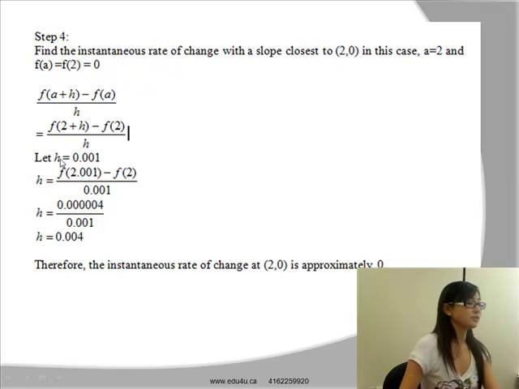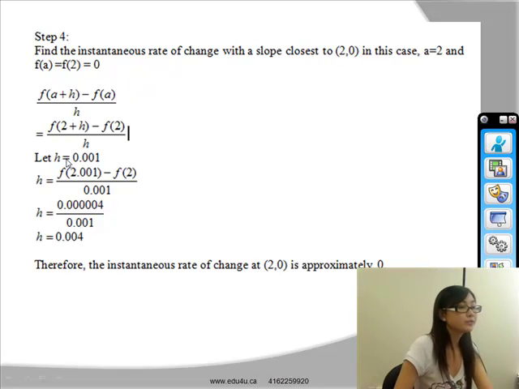We already know that a equals 2. For h, let's just use a number that's really small and see what the instantaneous rate of change will be. So we choose 0.001, that's a pretty small number, and we plug it back into the original equation. Ignore the h's on this side. This should not be h, this should be instantaneous rate of change. So the instantaneous rate of change is f of 2.001 minus f of 2 divided by 0.001. You can see that the instantaneous rate of change is equal to 0.004, which is essentially 0.